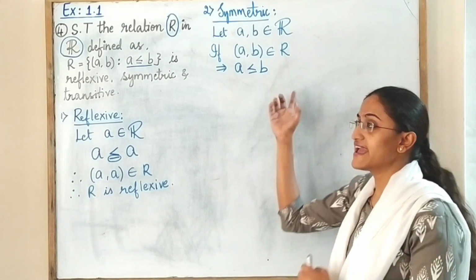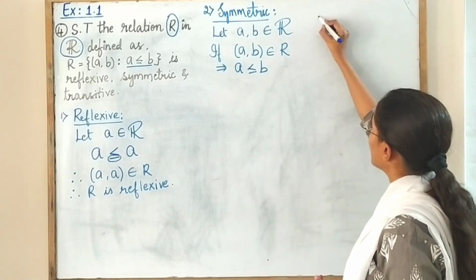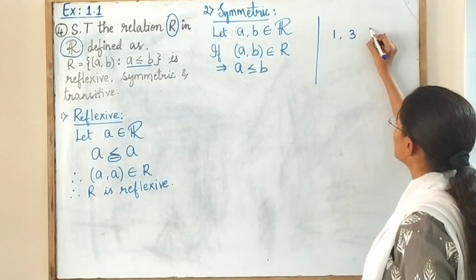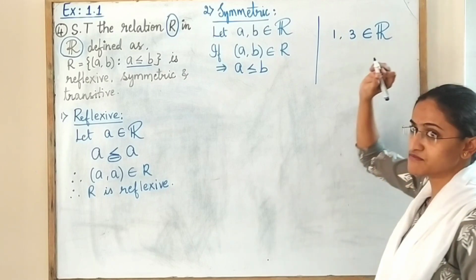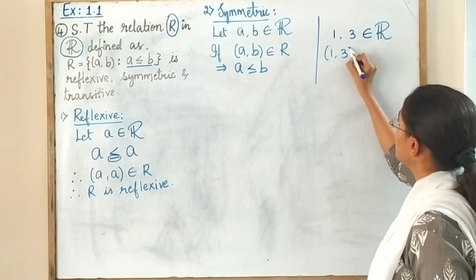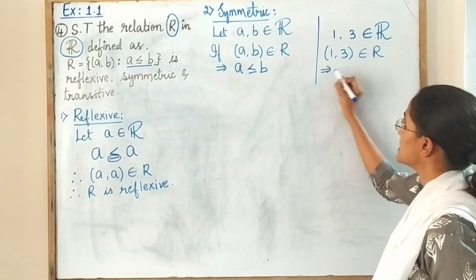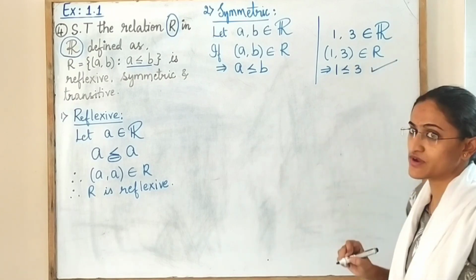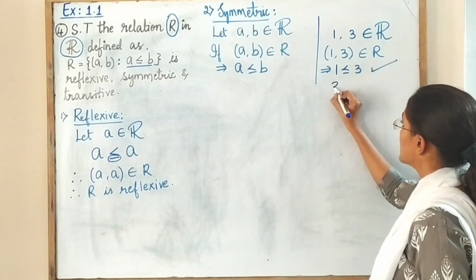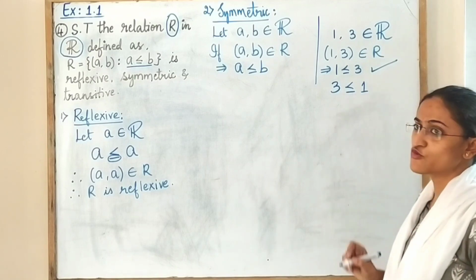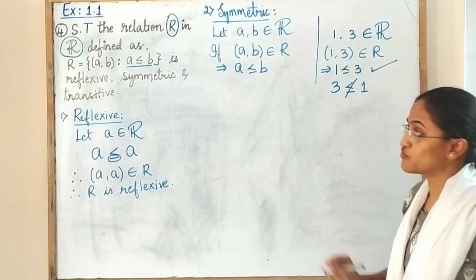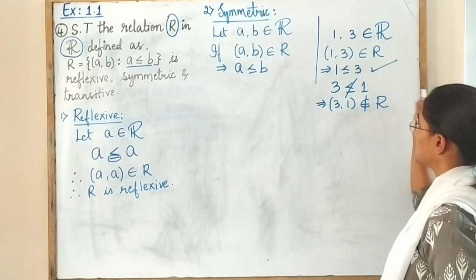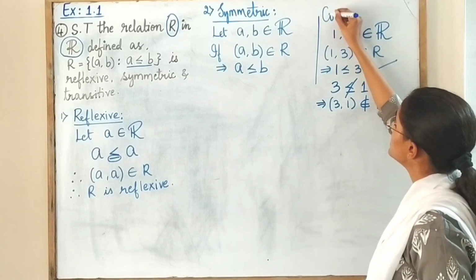But here, if A is less than or equal to B, let us consider any two numbers. If I am taking 1 and 3, these elements are in the set of all real numbers, and if 1, 3 belongs to the relation R, that means that it is satisfying the condition. Yes, of course, 1 is less than or equal to 3, this is the right one. But if I am reciprocating that, that is 3, is it less than or equal to 1? No, this is not less than or equal to 1, and hence you can conclude that 3, 1 is never in the relation R. This is called the counter example.